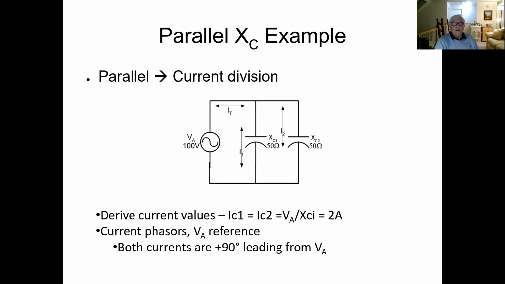We put them in parallel. Again, because the reactances are the same, we're going to have equal currents. And again, 50 ohms divided into 100 volts, giving us 2 amps. So both currents are going to be 2 amps and be at plus 90 degrees, leading from VA.